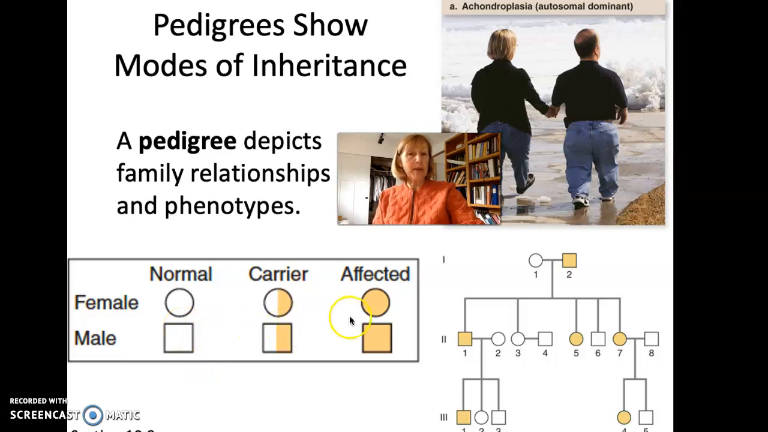Now, if the female is affected, has a specific disease that we're thinking about, she's going to be filled in like this. And if the male has that specific disease, he's going to be filled in. If, however, they are carriers for the disease, in other words, they are heterozygous, then half of the box or half of the circle will be filled. Okay? So a pedigree depicts family relationships and phenotypes.